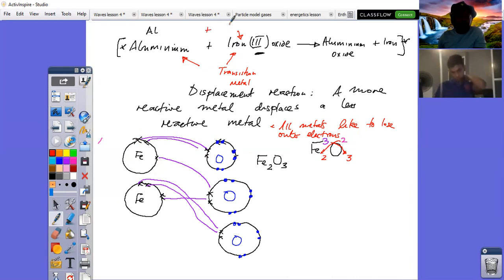So we've got Al plus Fe2O3 to give aluminium oxide. What's that going to look like? Aluminium oxide.